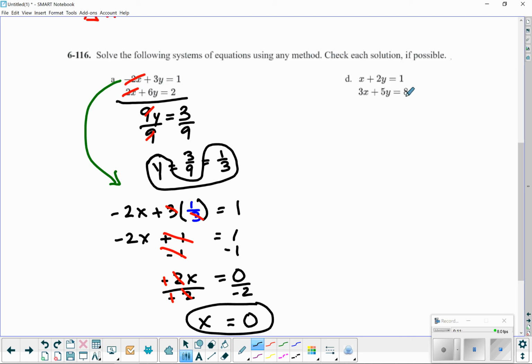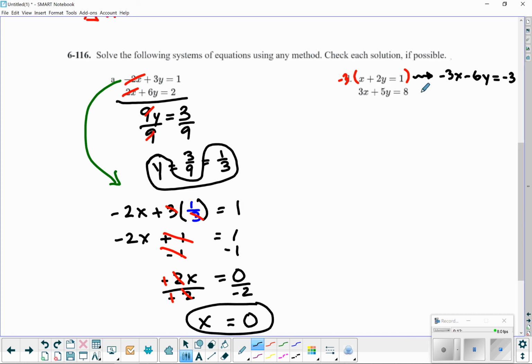Okay, second one, I'm going to look at that up and down, and I'm going to say, you know what? If only I had a negative 3 sitting right there, I can cancel the x's, right? Well, you can totally do that. You can multiply the whole top equation by negative 3. And all you have to do is put parentheses around the top equation and put a negative 3 in the front. So now my top equation is going to be negative 3x. Negative 3 times 2y is going to be minus 6y equals negative 3 times 1 is negative 3.